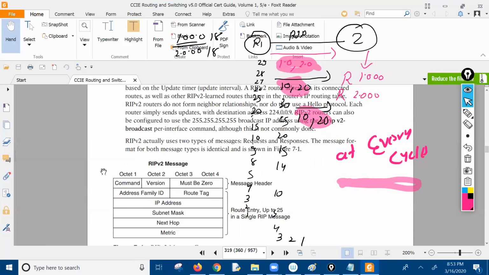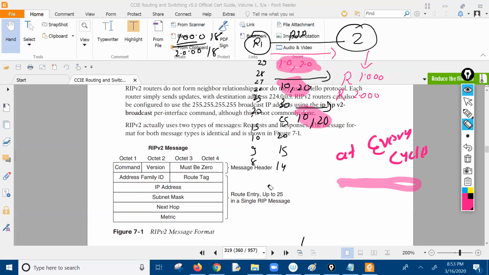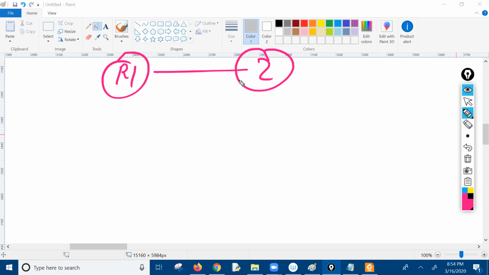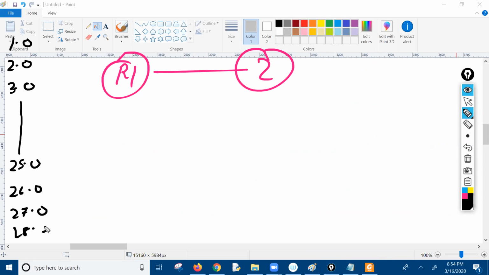Yeah, let's write down this thing, it is very important. Let me remove this. What I'm trying to say is this: if you have an R1 router, an R2 router, and you have the information 1.0, 2.0, 3.0, and so on till 25.0, then 26.0, 27.0, and 28.0, so how many update packets will R1 send? Of course, we are running RIP over there. How many update packets will R1 send at every 30 seconds?